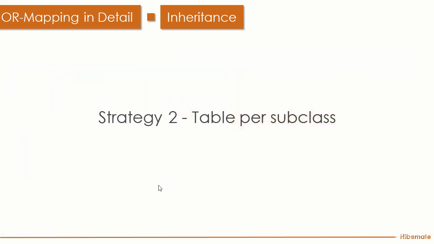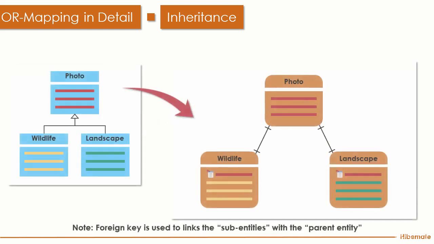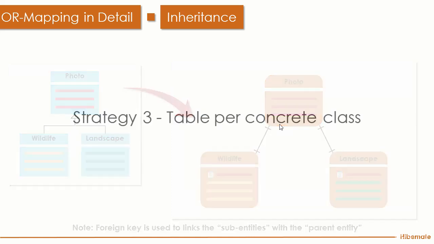The second strategy is to have a table per subclass. Then you will get a very similar structure. You have a photo, wildlife, landscape class. Then you have a photo, wildlife, and landscape table. This can save a lot of space. You see, we don't duplicate the columns. But this strategy has one problem, which is performance. You can imagine when you load up the row of data into the object, you need to query more than one table, at least two, to get the object spec. So the query time will be a little slower than the first strategy, but that saves a lot of space.